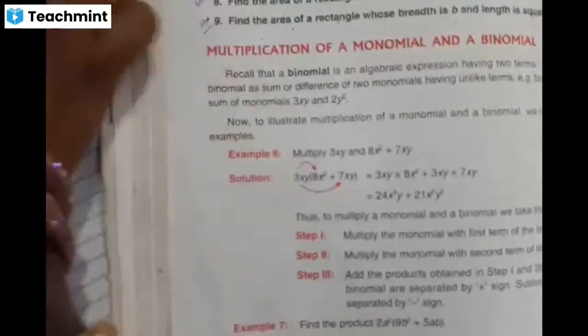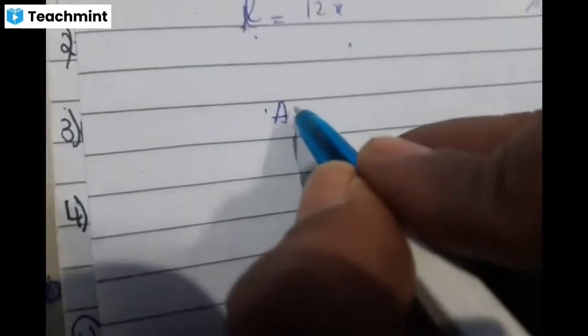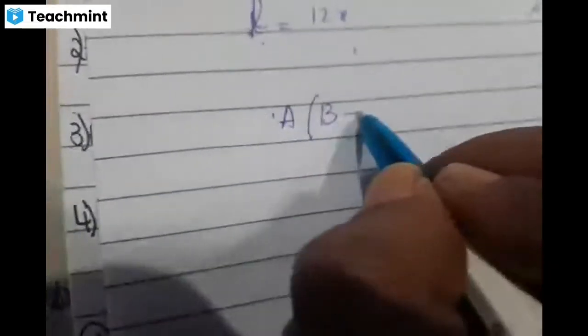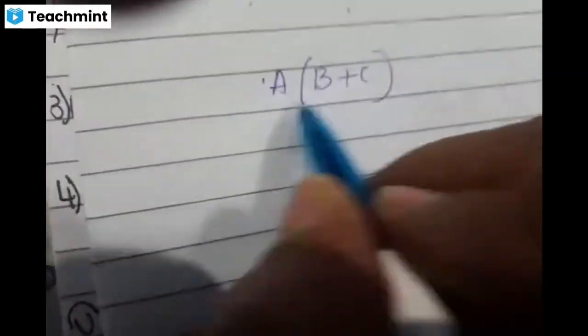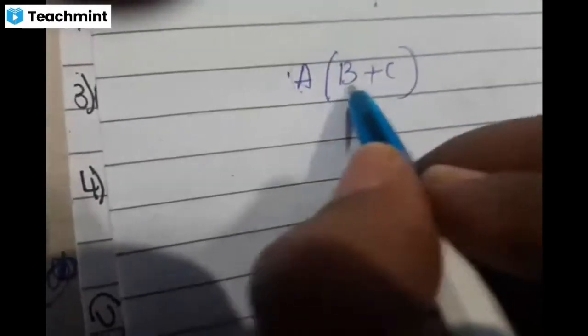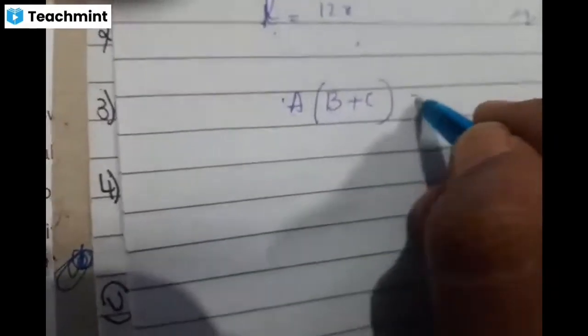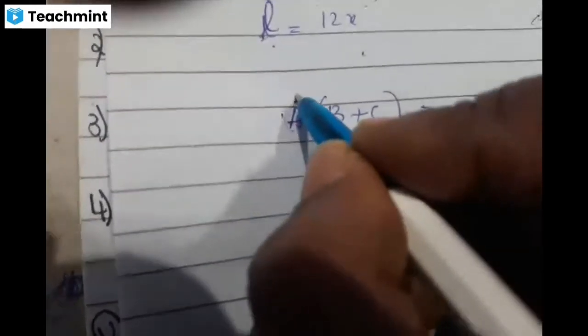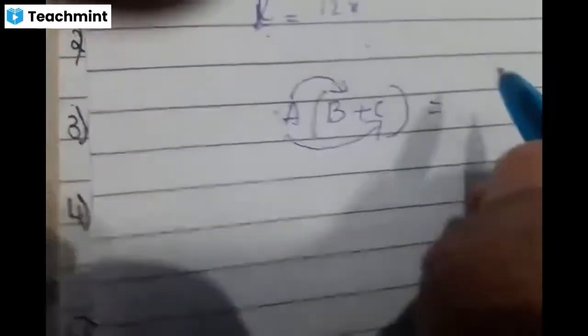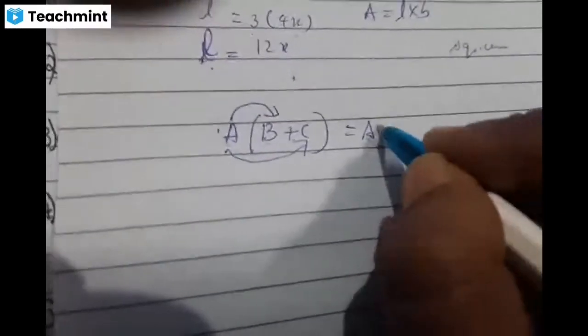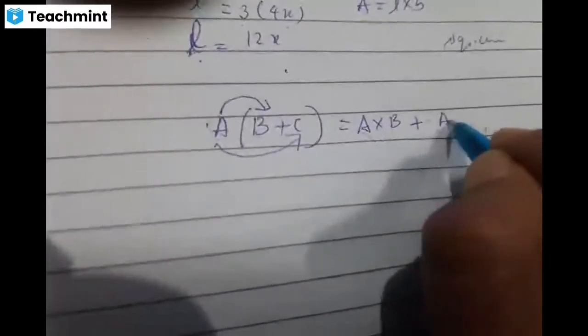Suppose here you have A, which is one term, that is, an algebraic expression having only a single term. One more algebraic expression we have has two terms, that is B plus C. Now in this way, if you are multiplying a monomial with a binomial, what we do here, we are going to multiply A with B first plus A with C next. That is, we are going to multiply in this way, A into B plus A into C.